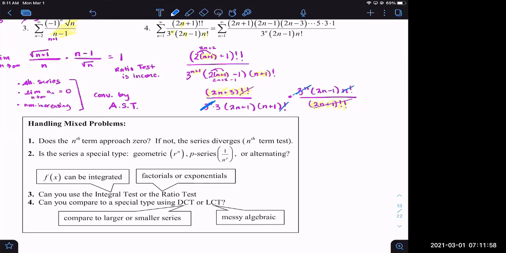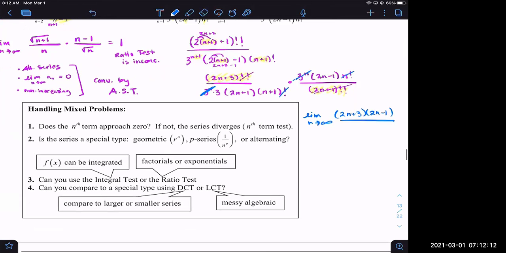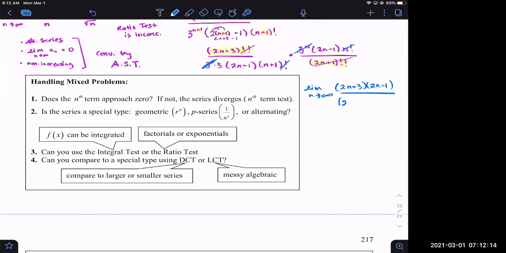Okay, trying to make sure I've got all my pieces. So what I'm left with, I'm taking the limit as n goes to infinity. What do we have left on top? On top, I see a 2n plus 3 and I see a 2n minus 1. In the denominator, what we have left is just the 2n plus 1 and the n plus 1. Oh, and the 3, thank you. I almost lost my 3. And the 3.